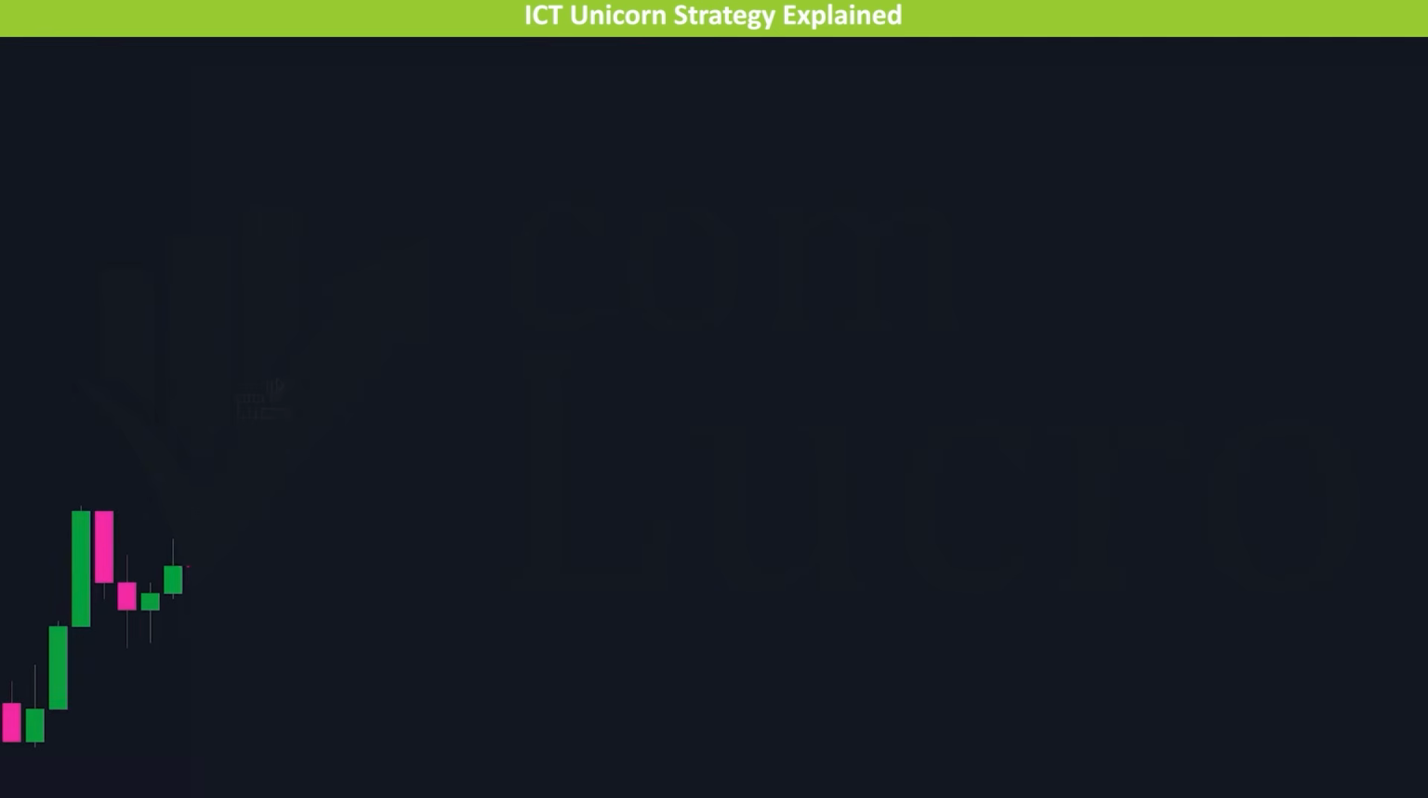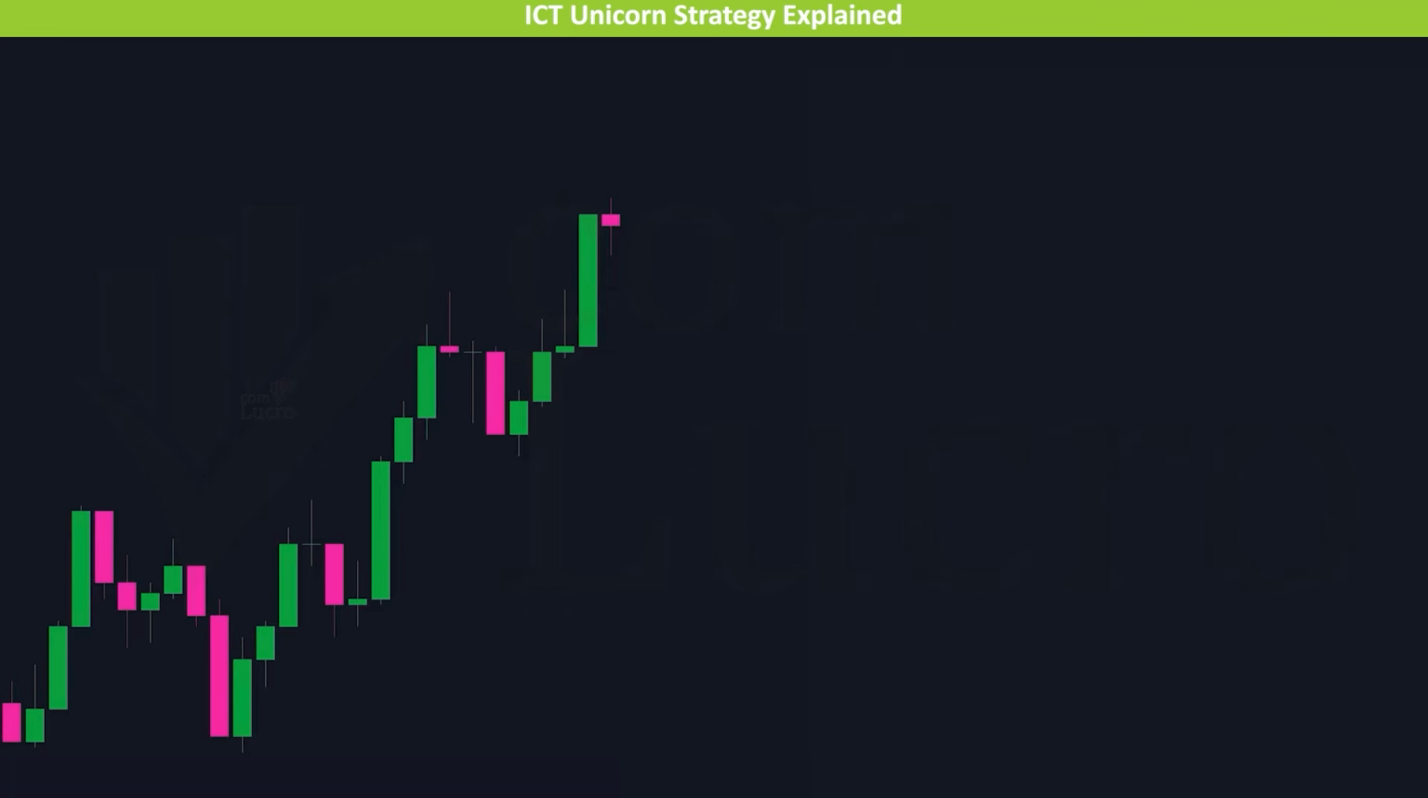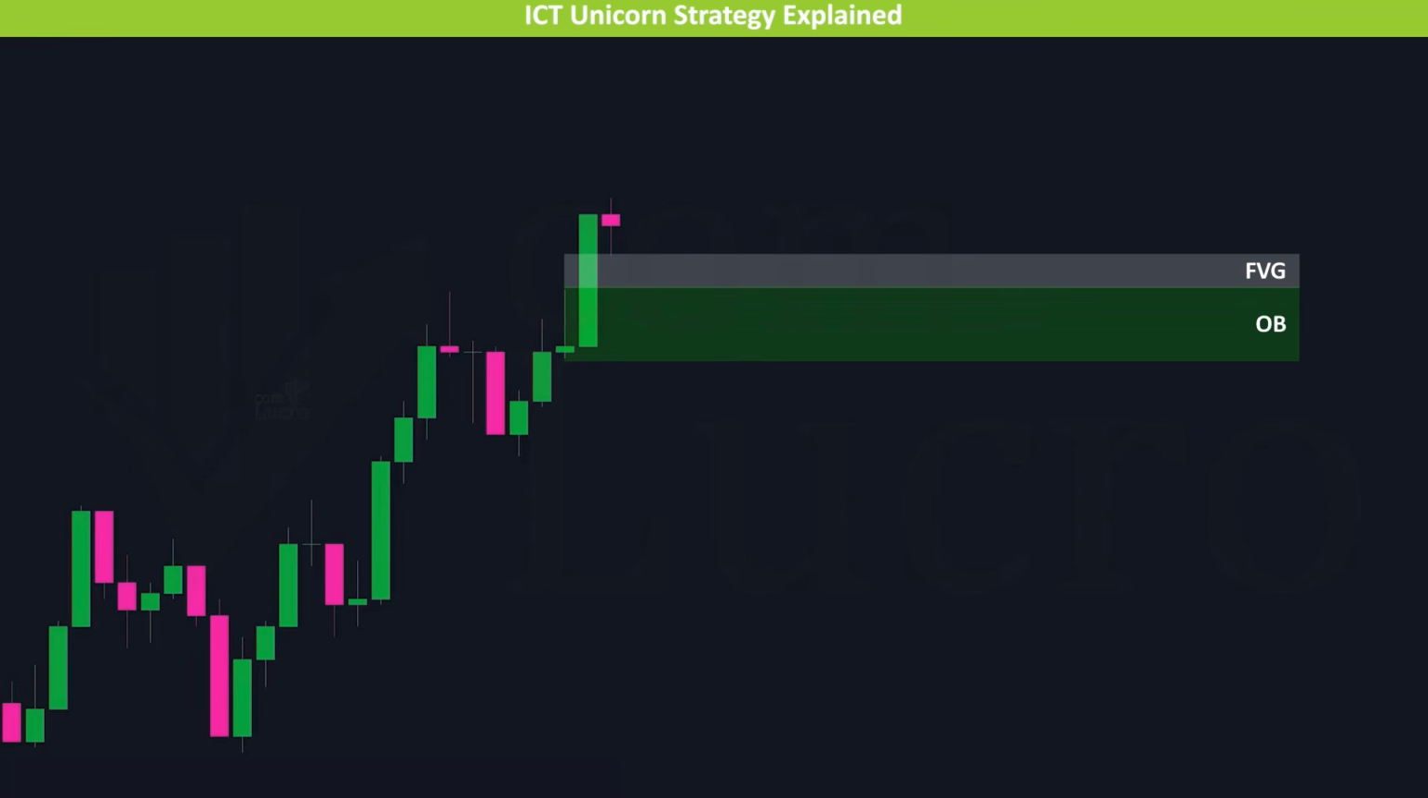Now let us look at a practical example using the euro-dollar on the 5-minute chart. We focus on the top of a recent impulsive move where a fair value gap has formed. The candle that created this gap can also be seen as an order block, marking a demand zone that would normally support price and push it higher. If price retraces into this zone, the expectation is usually a bullish rejection and continuation.